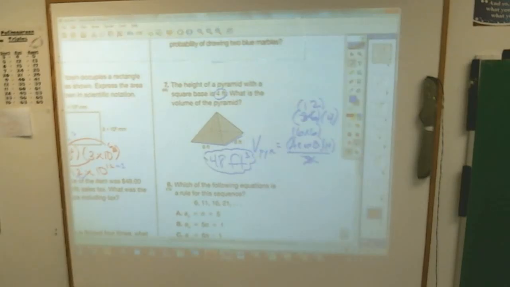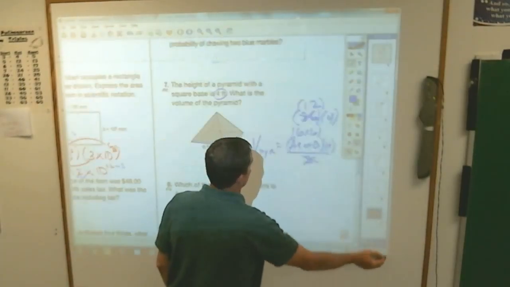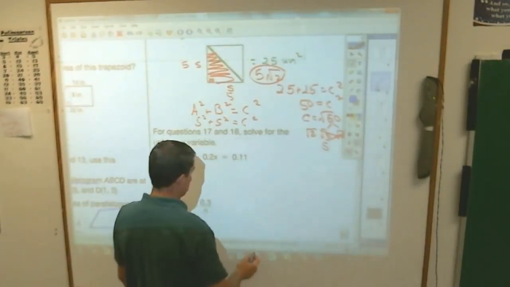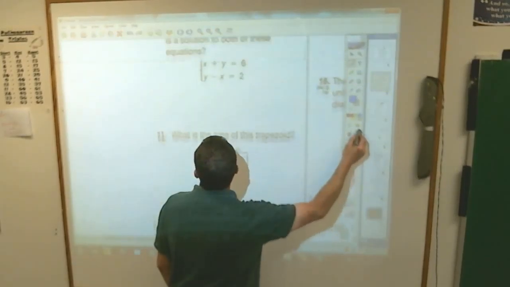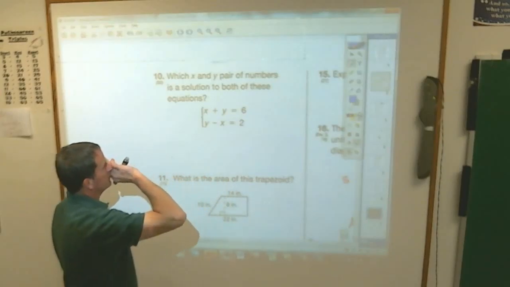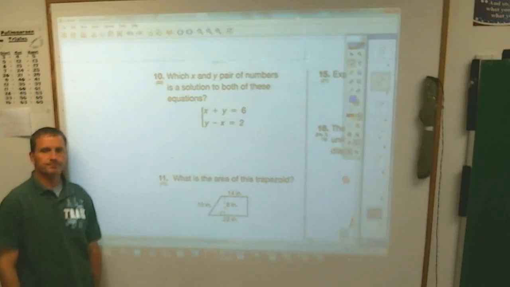Ava Ritkers, number 10, boys and girls, kids of all ages, is not on this page. Number 10 should be over here. Love number 10. Which x and y pair of numbers is the solution to both equations? Who knows how to do this? Caleb Cook, what do I have to do to problem number 10?